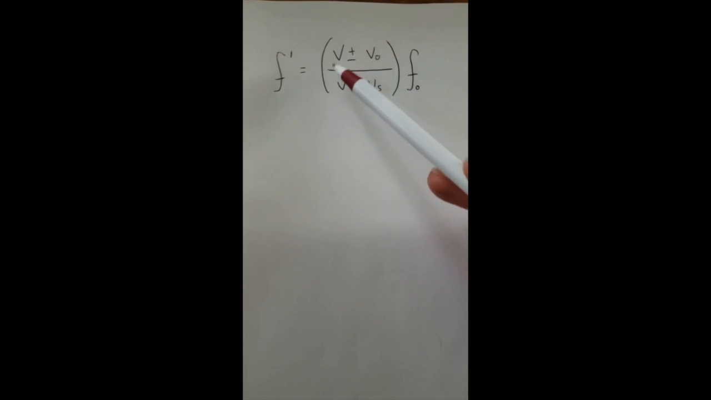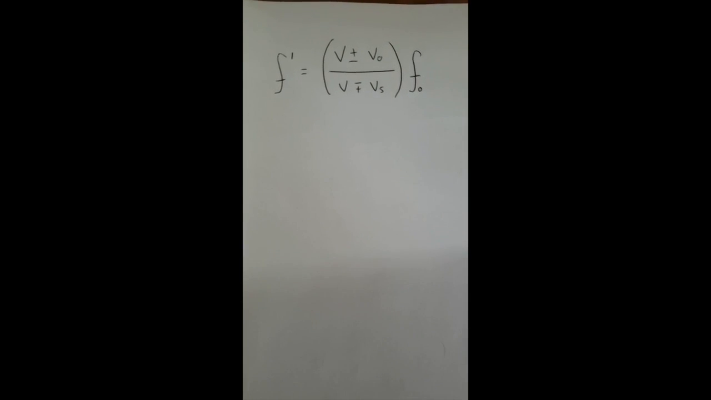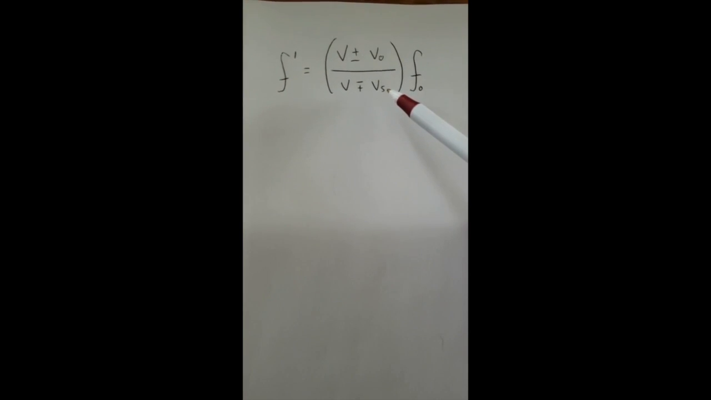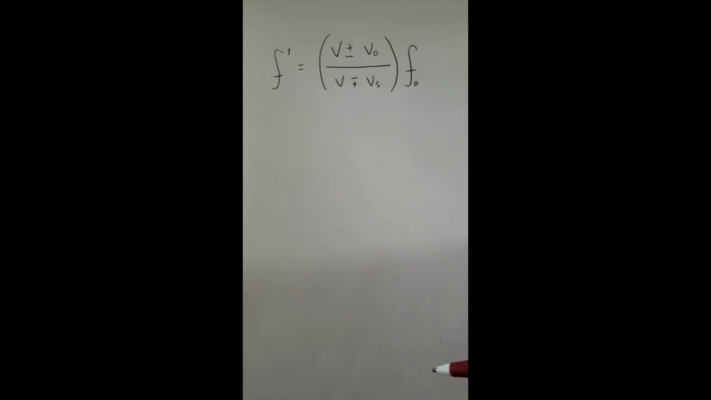With these pluses or minuses, both in the numerator and in the denominator, you only use one at a time. If the source is moving, the speed of the source goes down here. As we learned in the notes, if the source is moving towards the observer, the wavefronts are going to bunch up. When the wavefronts bunch up, the wavelengths get smaller. When the wavelengths get smaller, the frequency gets higher, a higher pitch.